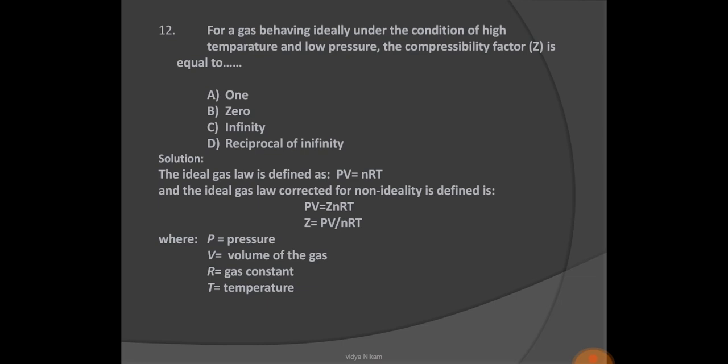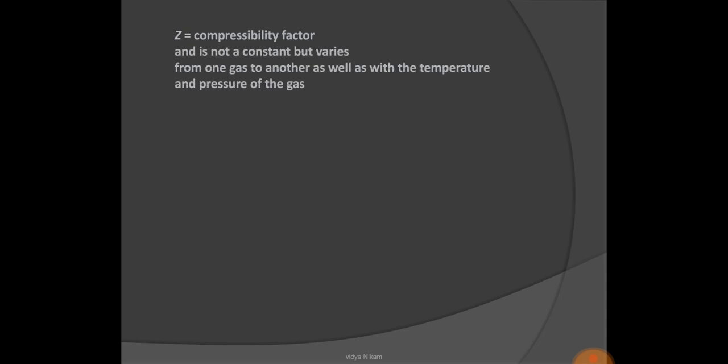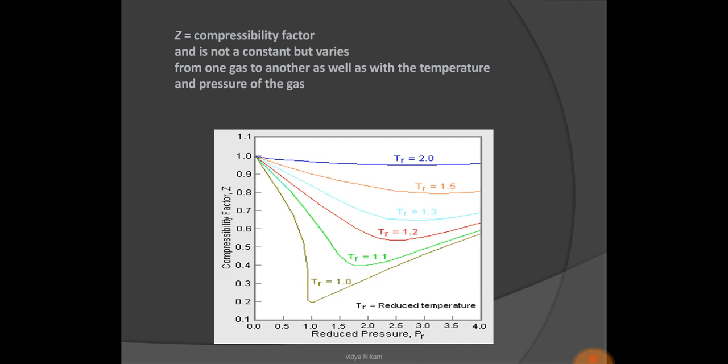Here P is pressure, V is volume of gas, R is gas constant, and T is temperature, and Z is called the compressibility factor and is not a constant value but varies from one gas to another as well as with temperature and pressure of the gas. So if we plot compressibility factor at reduced pressure and at different temperatures, then it is observed that at low pressure and at high temperature Z is equal to 1. So option A, 1, is the right option.